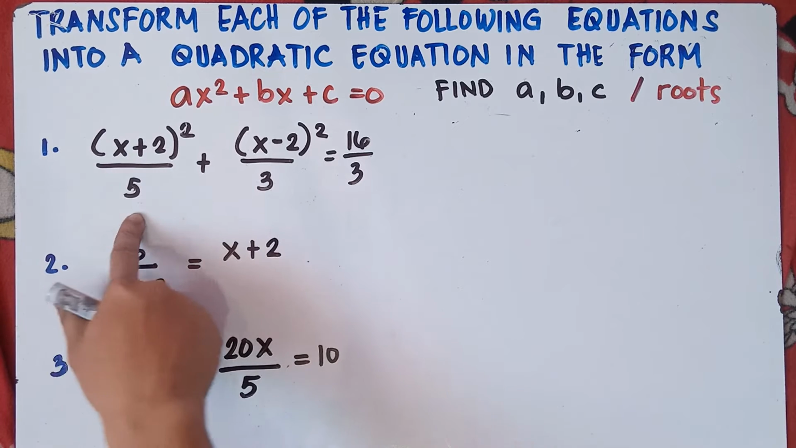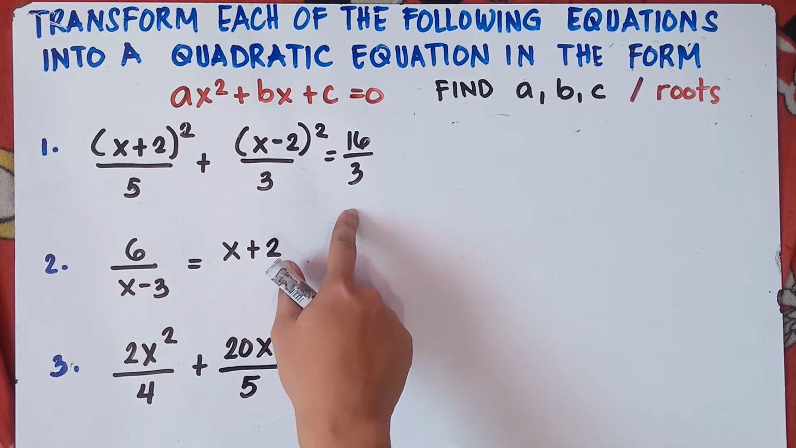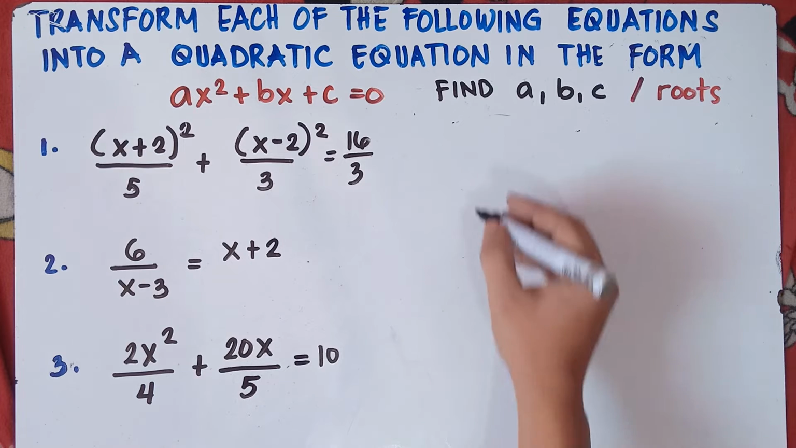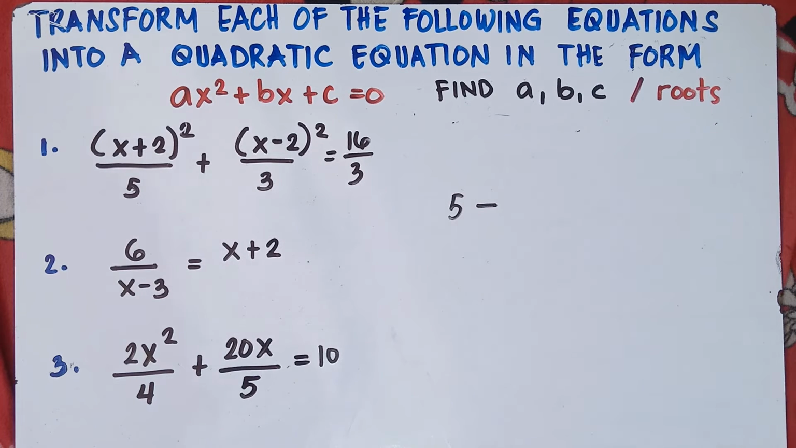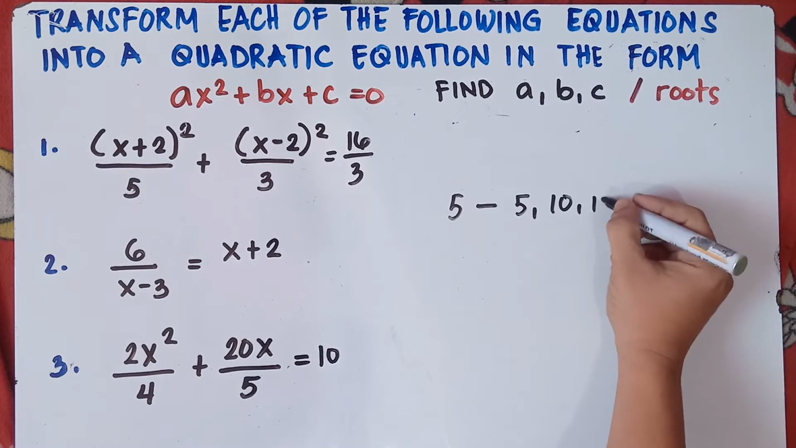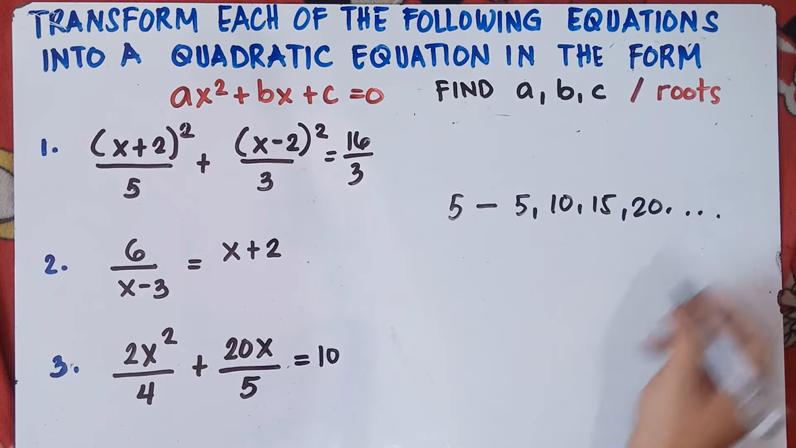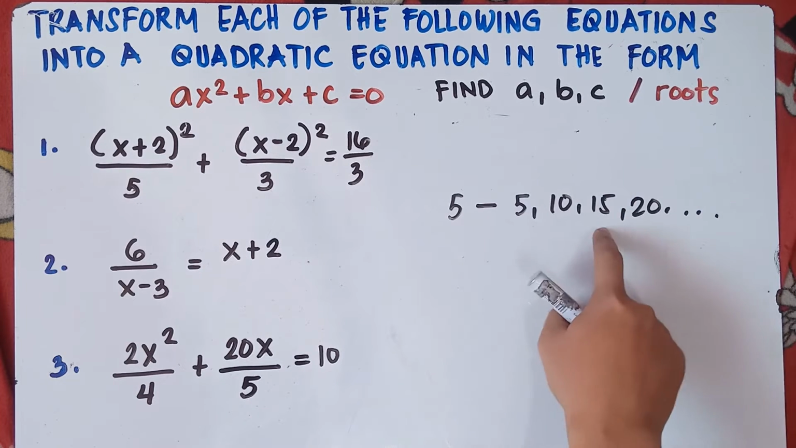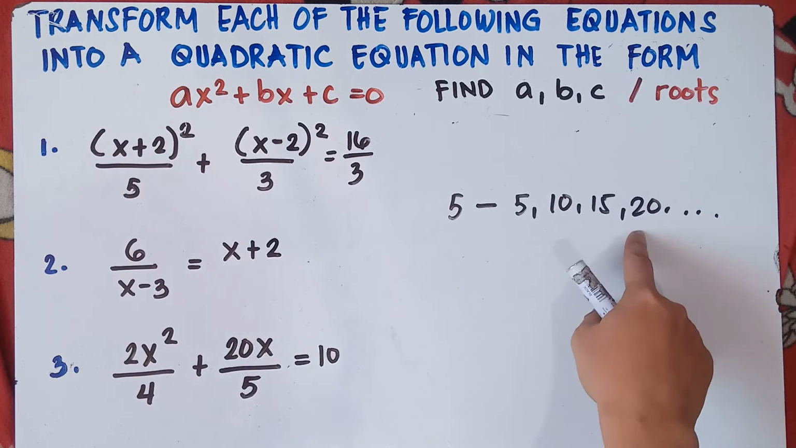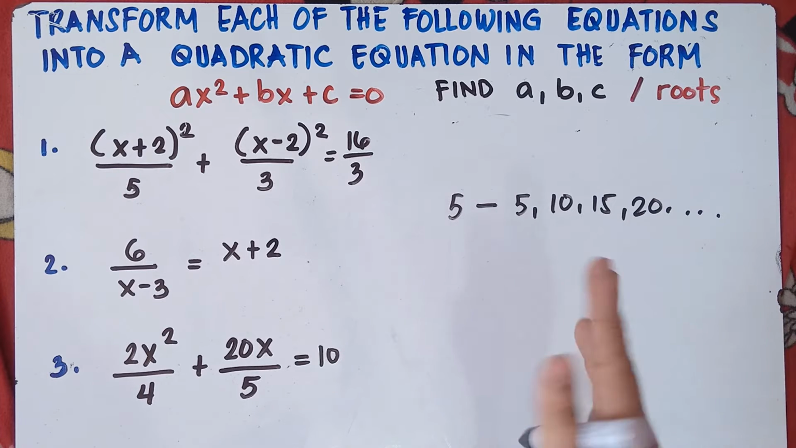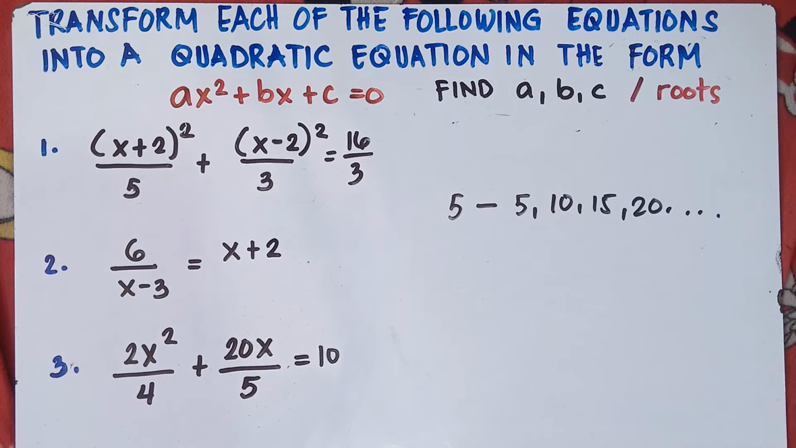So for denominators 5, 3, and 3, we need to find the LCM of 5 and 3. During your elementary years, if you still remember, the multiples of 5 are 5, 10, 15, 20, and so on. We have 5 times 1 is 5, 5 times 2 is 10, 5 times 3 is 15, 5 times 4 is 20. These are the multiples of 5: 5, 10, 15, 20, 25, 30, 35, and so on.